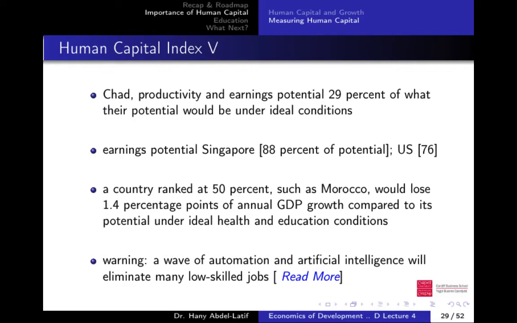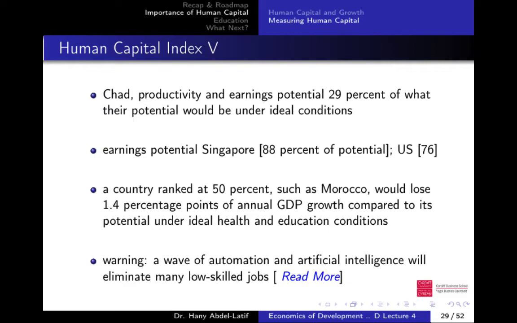A country like Morocco, which is somewhere in the middle, not very high in the ranking, loses 1.4% of its annual GDP growth every year. Again, that's compared to ideal conditions. We talk about ideal conditions, having better education and better health, and how much this country would achieve under this scenario.